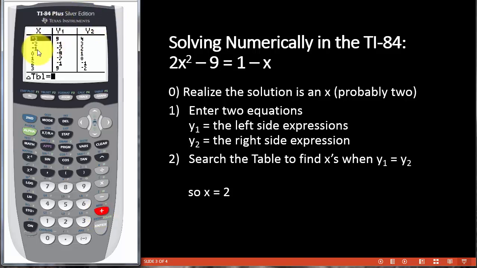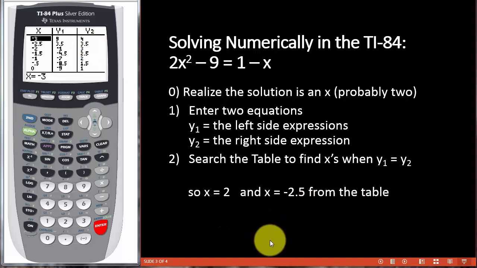While I'm in the table, I press plus and I can change the increment for the table. Let's say I change it to 0.5. And now it's going to recalculate all my x's counting by halves. So at -3, we already saw they're not equal, but at -2.5, y1 is 3.5 and y2 is 3.5. Another solution. And so when x is -2.5, the two halves of the equation equal each other. So we have found a second solution numerically.